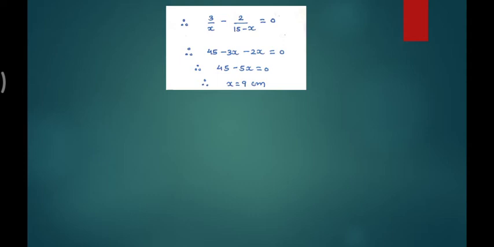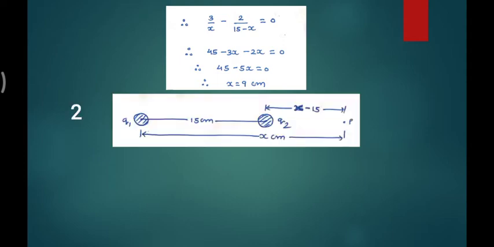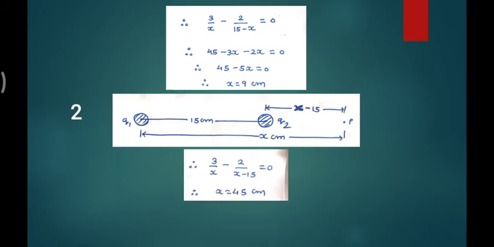Suppose our point P is not in between the two charges but outside the two charges, on the line joining them. It is a valid case, but it's not in between the two charges. Then the distance from the first charge will be x, and from the second charge it will be x minus 15. So our expression will be 3 by x minus 2 by x minus 15. Following the same mathematical steps, you will get x is equal to 45 centimeter.